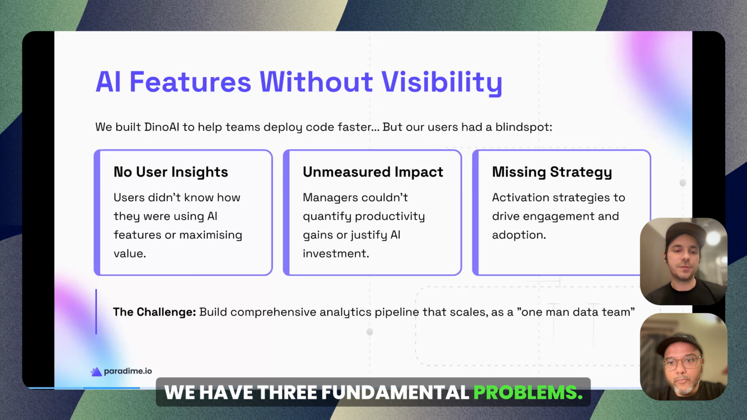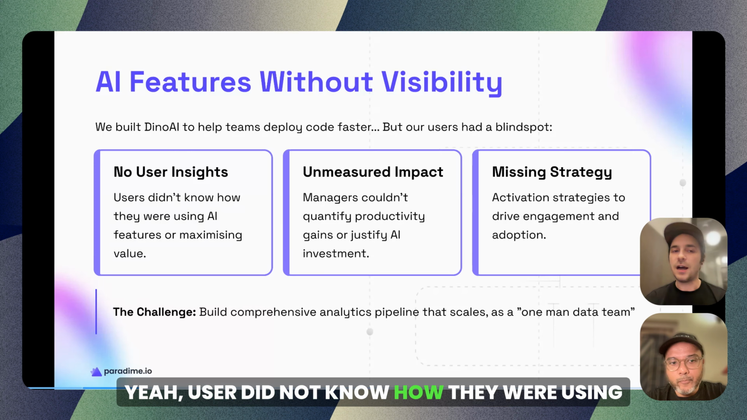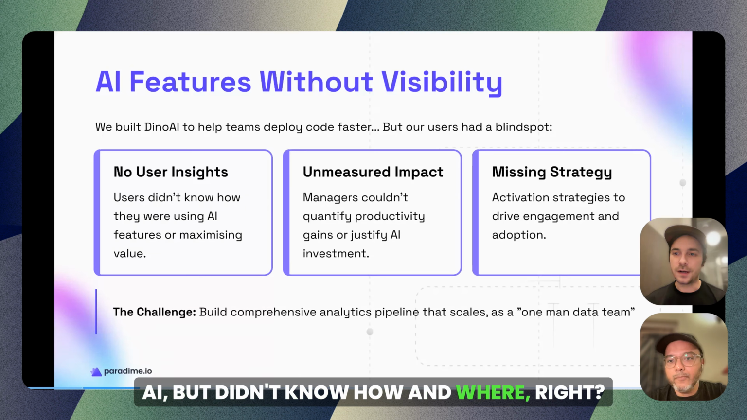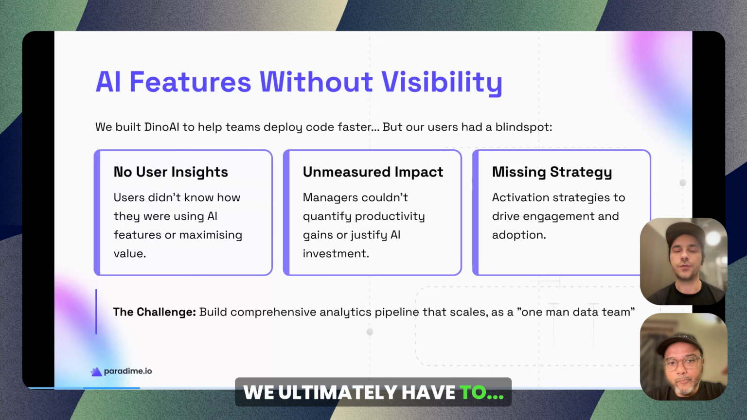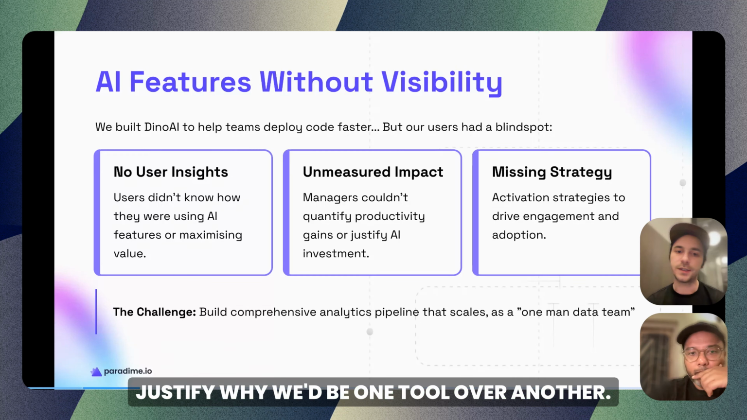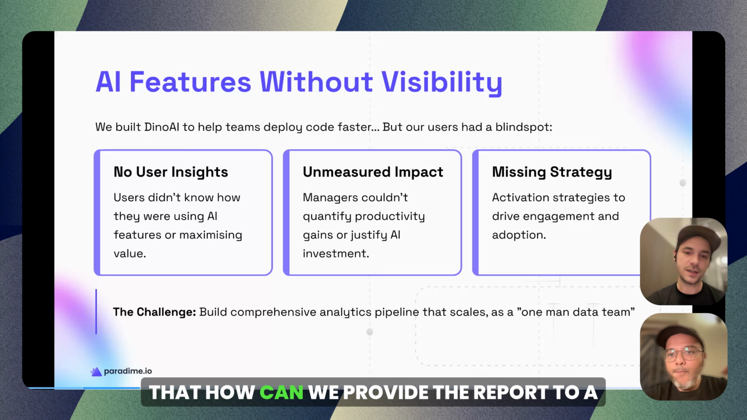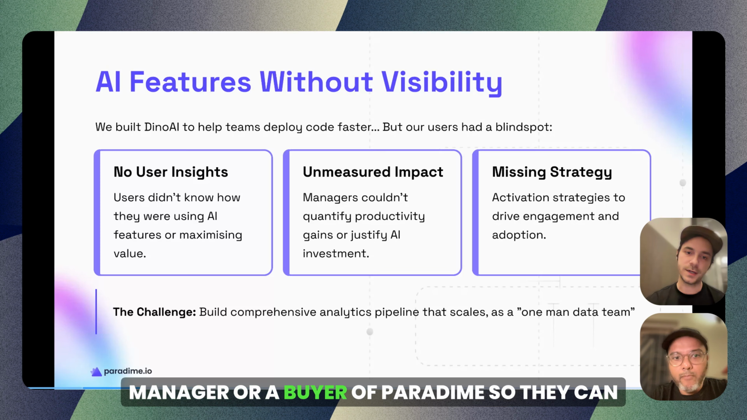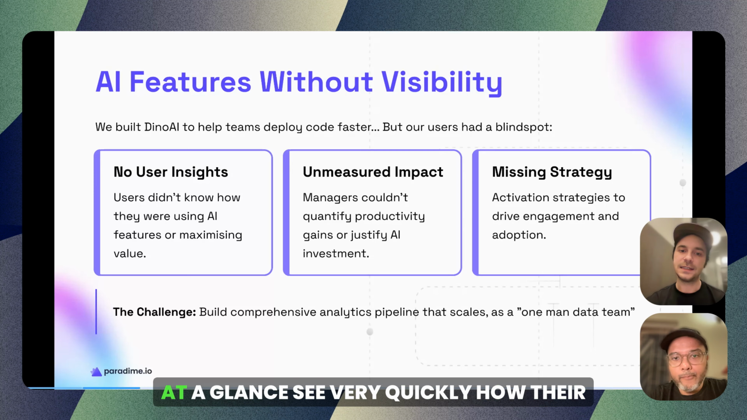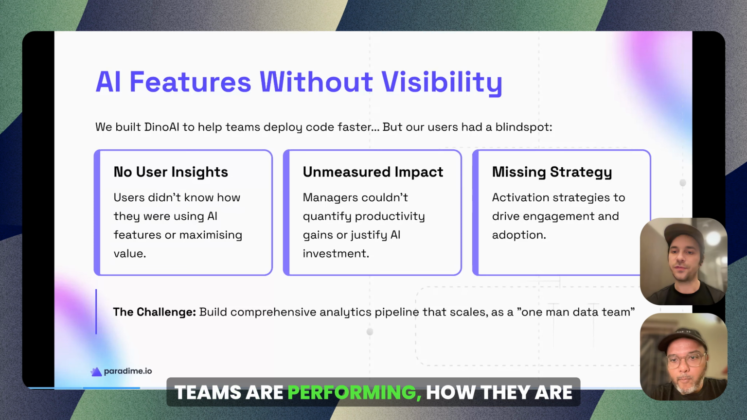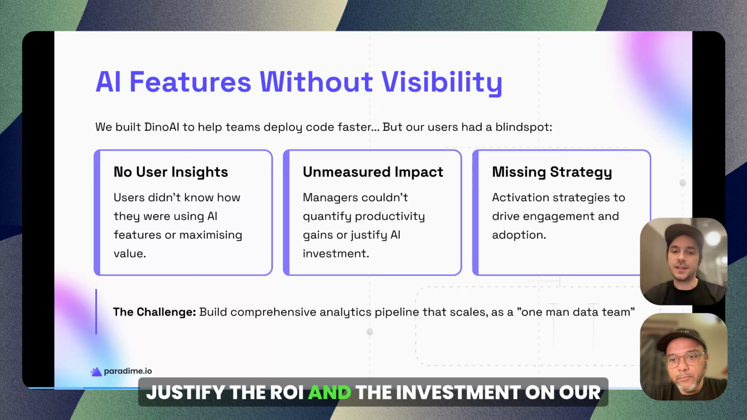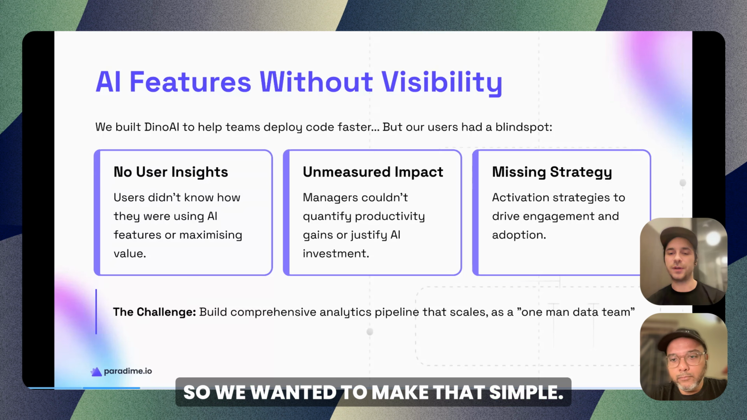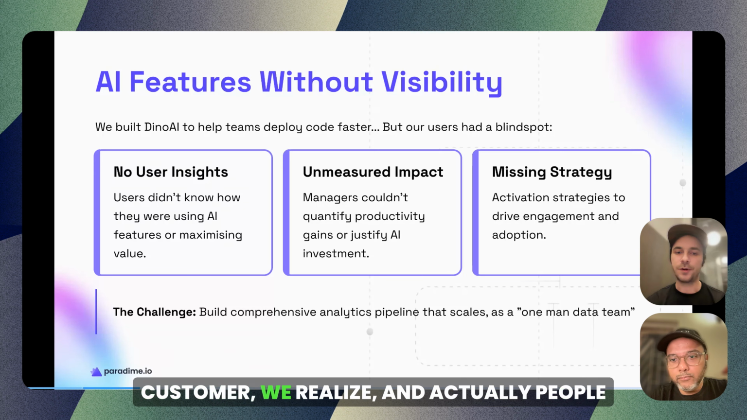So we had three fundamental problems. One is that users did not know how and where they were using AI. More importantly, from a manager standpoint, we ultimately have to justify why we pick one tool over another. So one of the things we wanted to solve is how we can provide a report to a manager or a buyer of Paradime so they can see at a glance how their teams are performing, how they are benefiting from some of the features our products provide, and ultimately justify the ROI and the investment in our product. So we wanted to make that simple. From customer research and talking with customers, we realized that people actually need this.